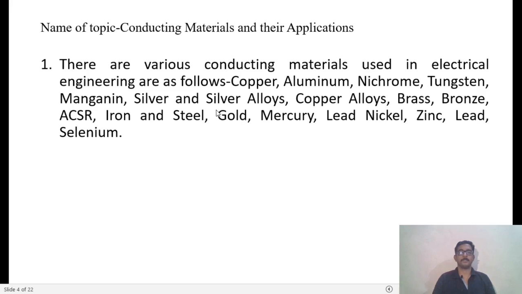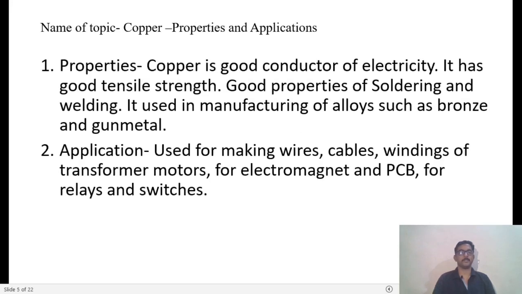These are some different types of conducting material: copper, aluminum, nichrome, tungsten, silver and silver alloys, copper alloys, brass, bronze, ACSR, iron and steel, gold, mercury, lead, nickel, zinc, selenium. These are used as per their application in the instruments. Copper properties and its application.